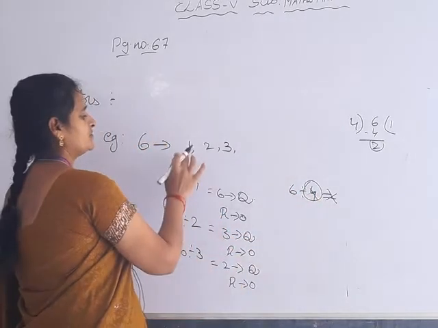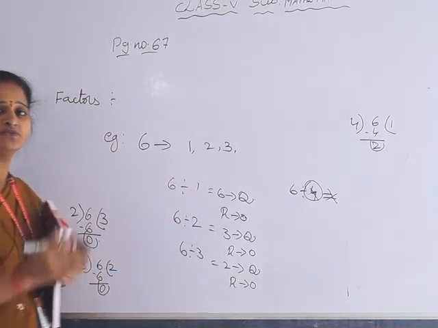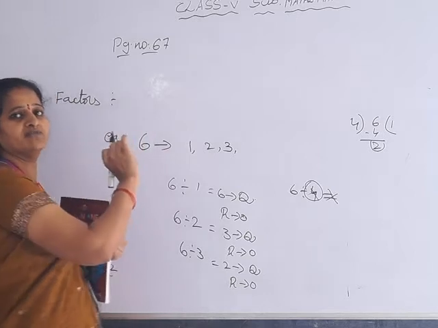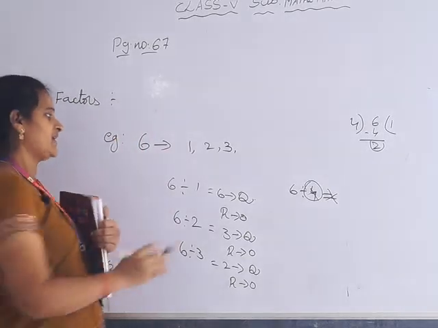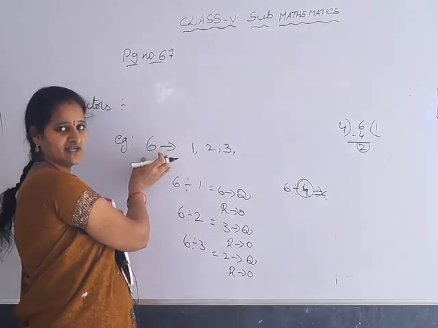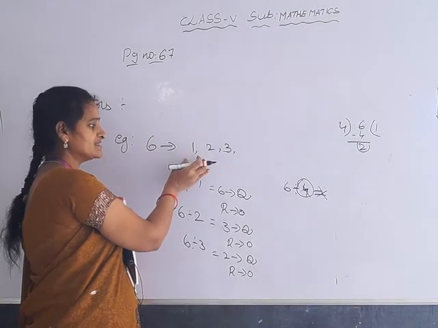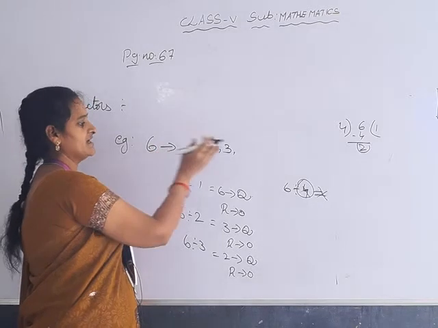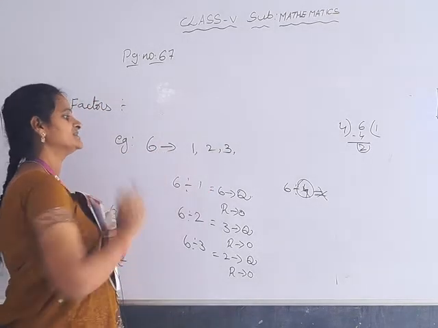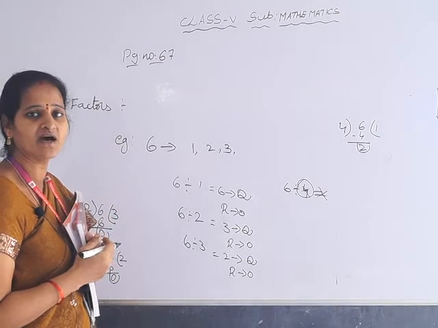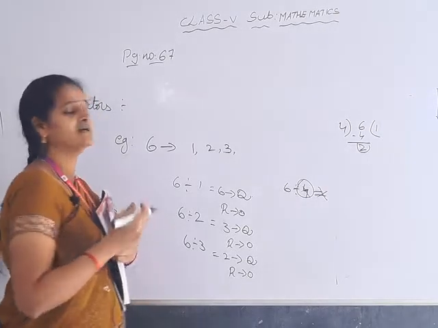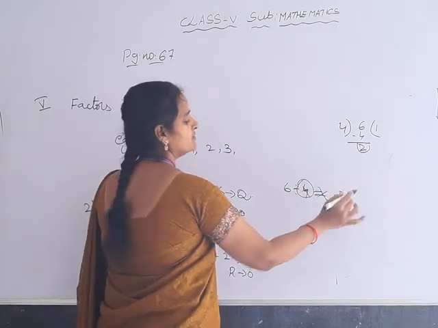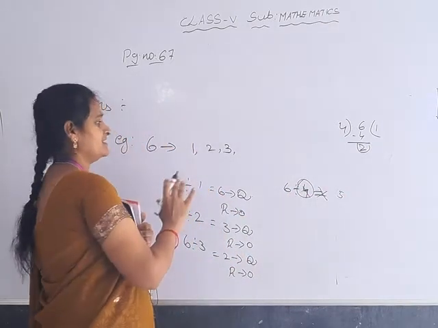So the numbers that completely divide the given number are called the factors. Here 6 is the given number, and 1 is a factor of 6, 2 is a factor of 6 and 3 is a factor of 6. Why? Because these three completely divide the given number. Then 4 and 5 do not divide 6 completely.